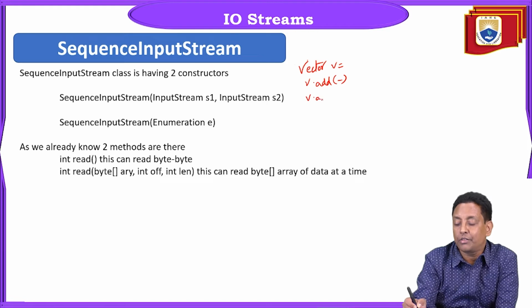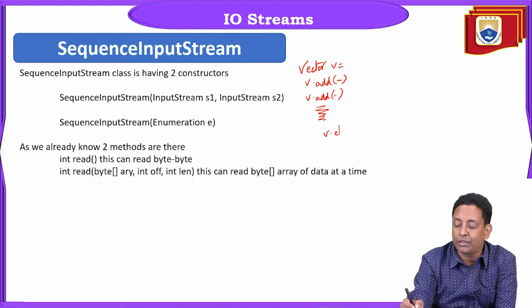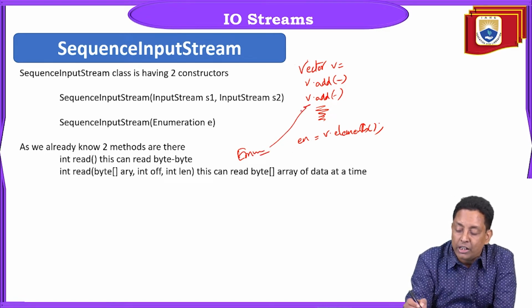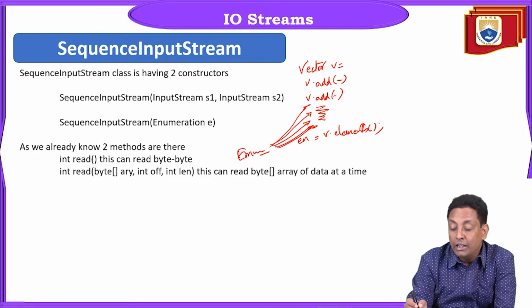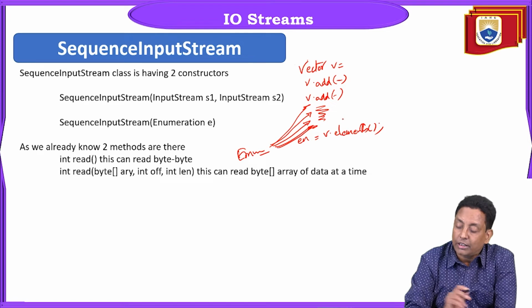So the Vector class has a method called add. You give input stream 1, 2, 3, 4, a number of input stream objects, into one Vector object, and the Vector class has a method called elements. That elements method will return an Enumeration. Enumeration is an interface which acts like a pointer to each element in the vector, a pointer to the array of elements in the vector.